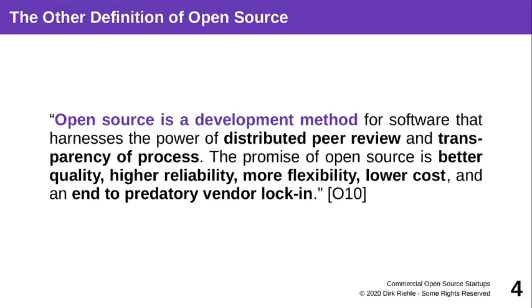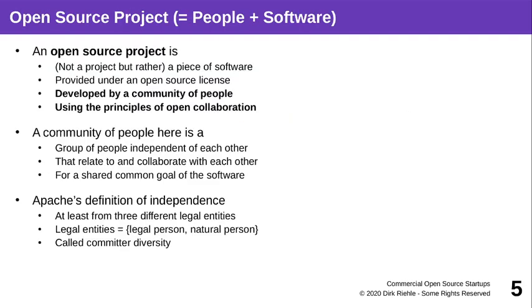So how is that important? Well, it is an innovation that didn't come with GNU Emacs, but that came with the Linux kernel and has been evolved ever since to turn the pure software into a project of people. To be honest, it's actually not really a project, because we're talking about the software plus a community of people around it. So in my definition, an open source project is a piece of software provided under an open source license, that's the artifact view, developed by a community of people using certain, to be discussed, principles of open collaboration.